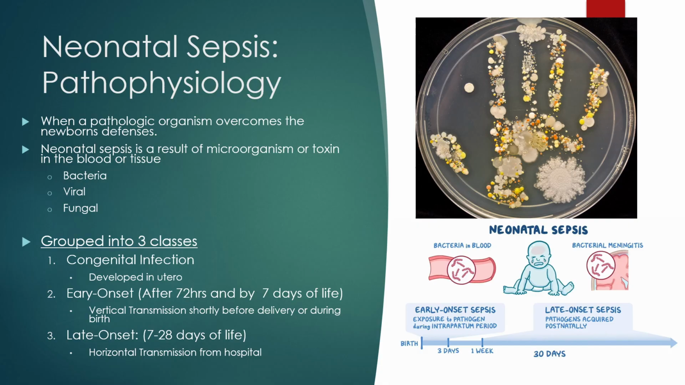Next, the most common is the early onset infection that occurs after day 3 of life, but before 7 days of life. This is considered a vertical transmission that occurs shortly before or during birth, and the microorganism comes from the birthing parent. Finally, late onset infections occur after 7 days of life, but before 28 days, and they are considered a horizontal transmission infection, and it's caused by a bacteria from the hospital environment.